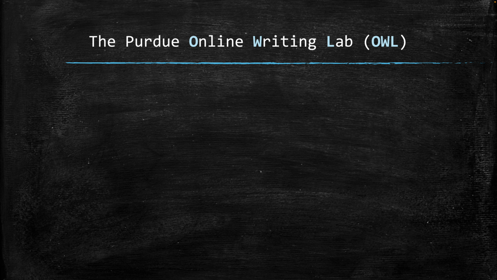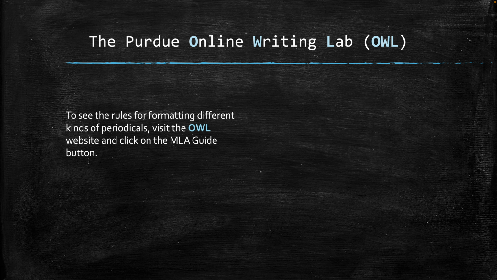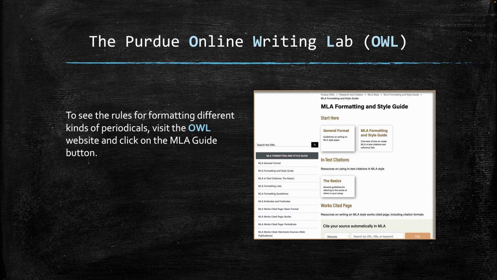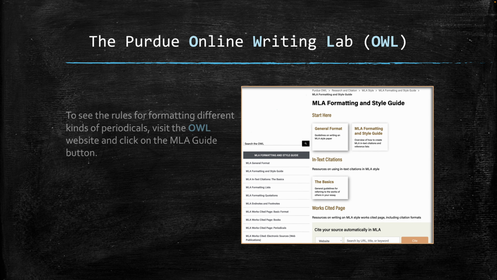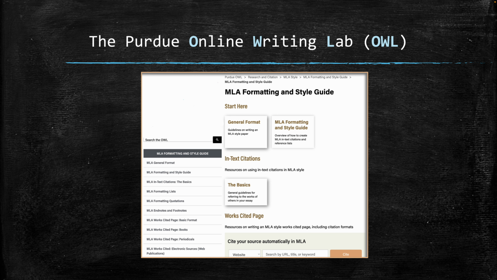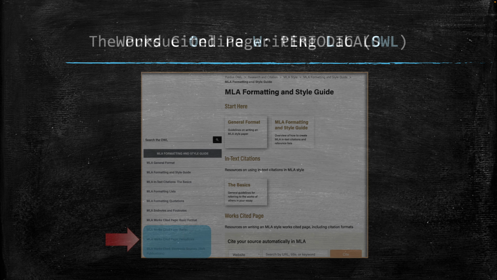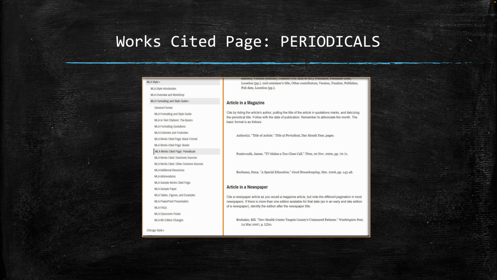So let's go back to the online writing lab. To see the rules for formatting different kinds of periodicals, go to the OWL website and click on the MLA guide button, just like I showed you in the first video for books. Then you'll see the index for the MLA formatting and style guide on the left. This time, instead of clicking MLA works cited page books, you should click MLA works cited page periodicals. When you do, it's going to take you to a page that looks like this.